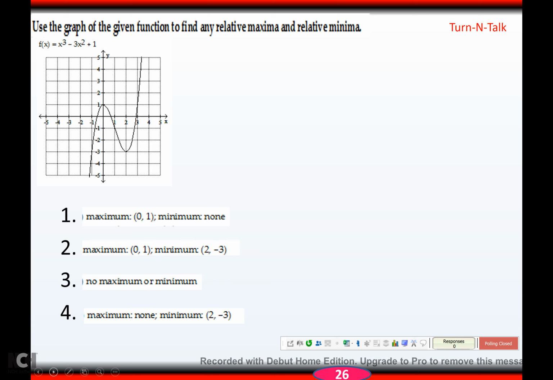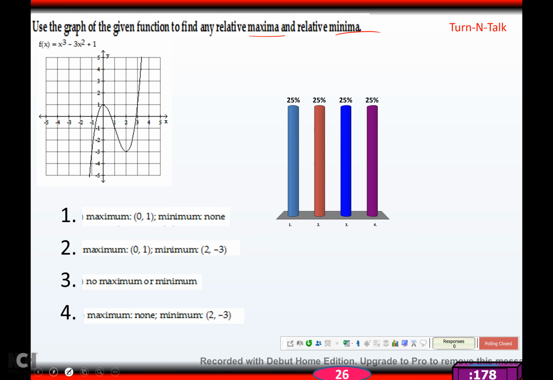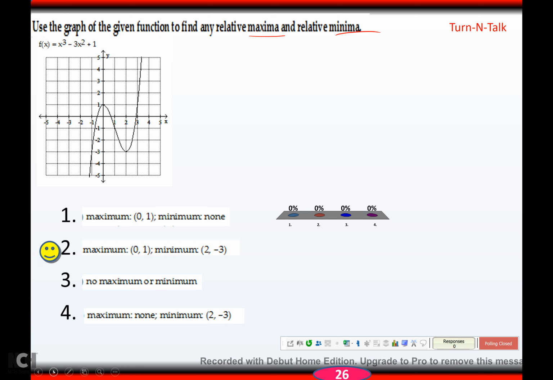Okay, this one, they want the maxima and minima. Hit pause, come back when you're ready, and hopefully you got 2. Alright, I've got a maximum right here, which is at (0, 1). I've got a minimum right here, which is at (2, -3). Sometimes they just list the ordered pairs.